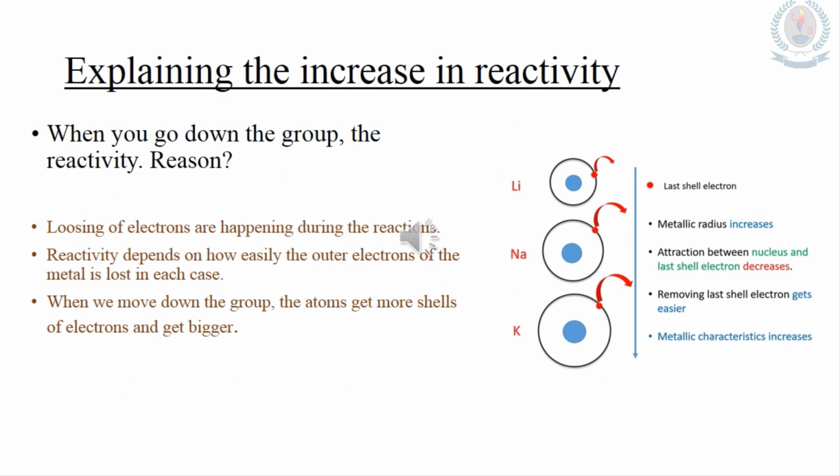Let's see the reason for this increase of reactivity as we go down the group. In all these reactions, the metal atoms lose their electron and form metal ions in the solution. So the difference between those reactions depends on how easily the outer electron of the metal is lost during the reaction, and that depends on how strongly that electron is attracted to the nucleus in the original atom.